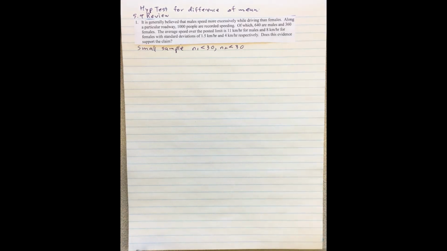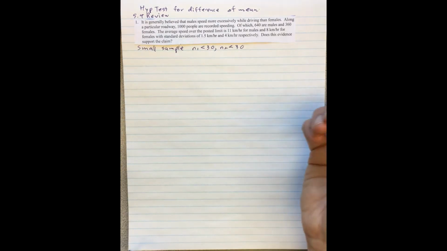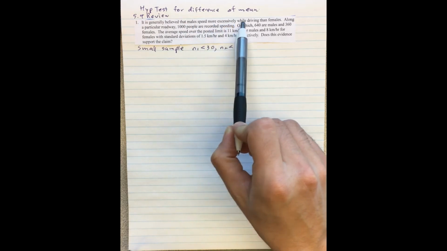Hey class, all right, so we're going to get into hypothesis tests for difference of means. The idea here is that you're trying to test if there's a difference between the mean of some population compared to another population.